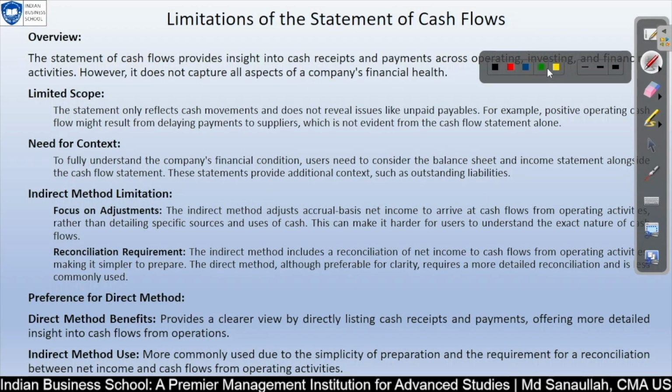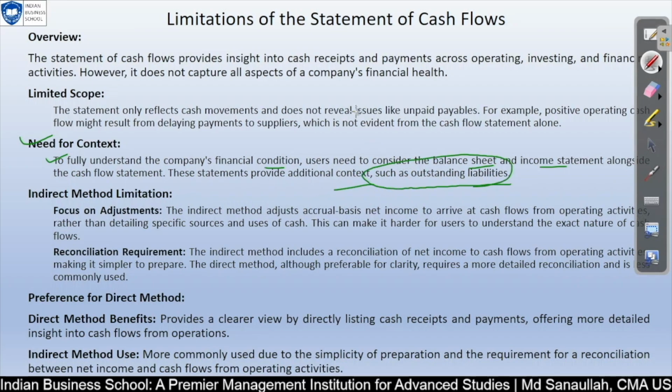As I have discussed, the same point they are saying: when you have such kind of issue or limitation, sometimes you may be misled by reading a statement of cash flow alone. That is why you should fully understand the company's financial condition. You need to consider the balance sheet and income statement along with the cash flow statement. These statements will provide additional context, such as outstanding liability. But my point is, if you have a good understanding of all three statements, that will give you real understanding, and you will be able to overcome this kind of limitation.